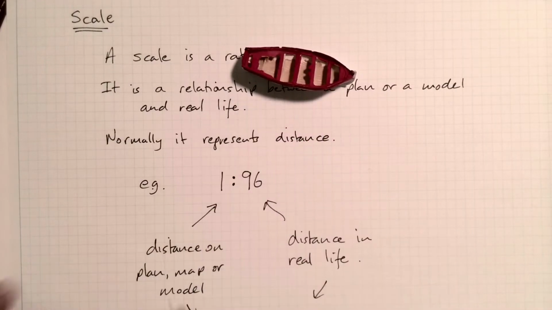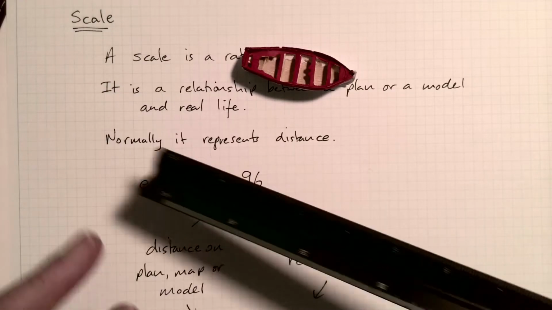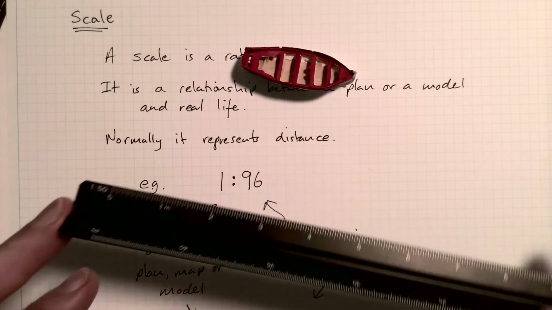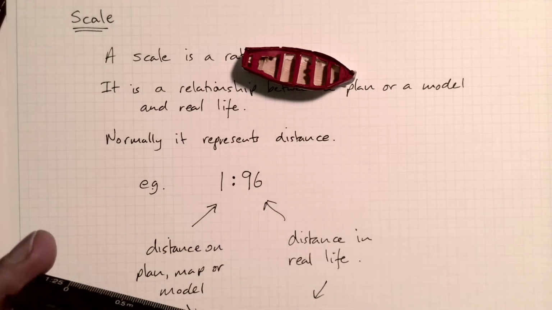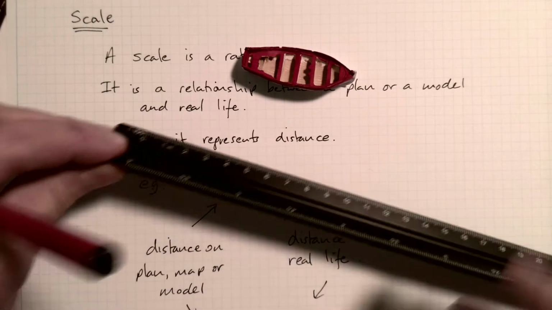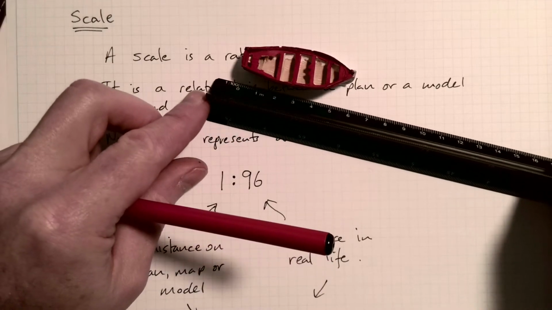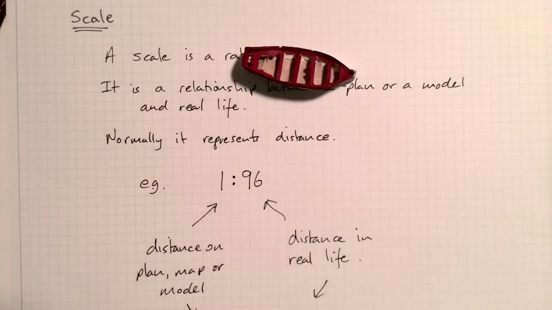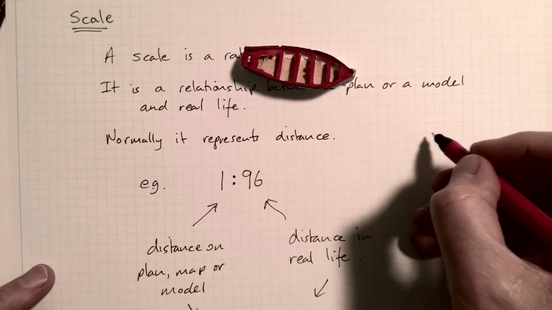Now we measured that at, what was it we measured it at? Let's get my ruler out. And I need to find my centimeters. There they are. And that was 6 centimeters. So the boat was 6 centimeters.